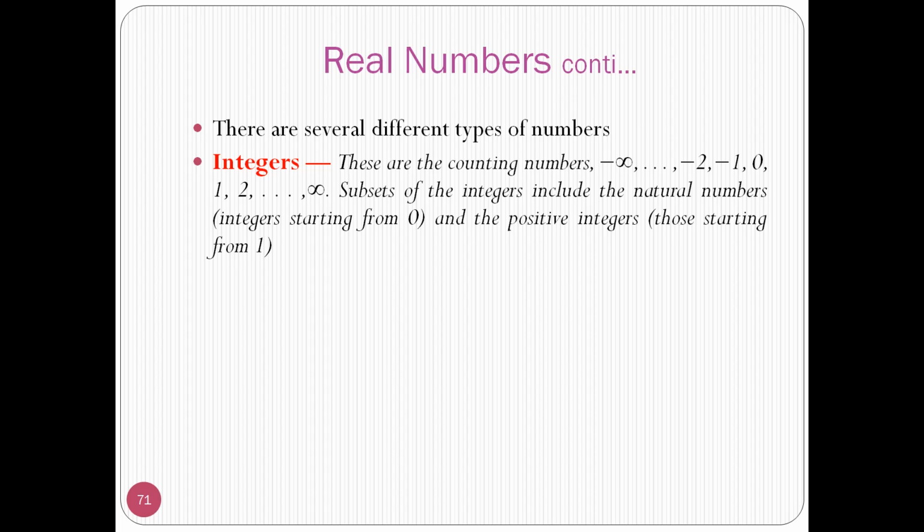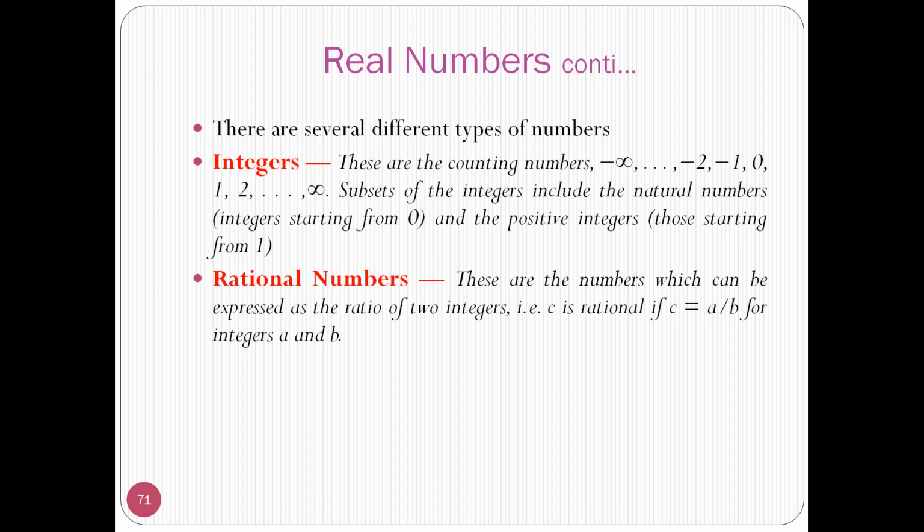Subsets of the integers include the natural numbers. The integers start from 0 if you consider the natural numbers, and the positive integers start from 1. So the natural numbers can include 0 also, and the positive integers start from 1. In rational numbers, these are the numbers which can be expressed as the ratio of two integers.